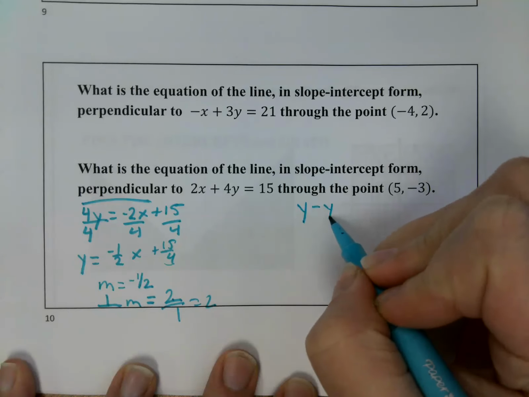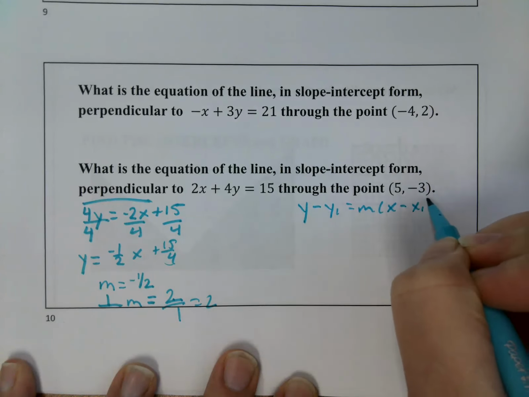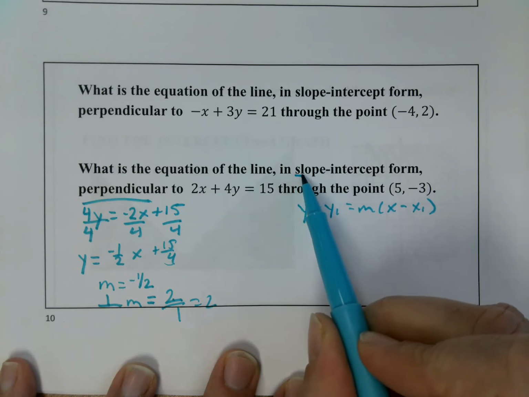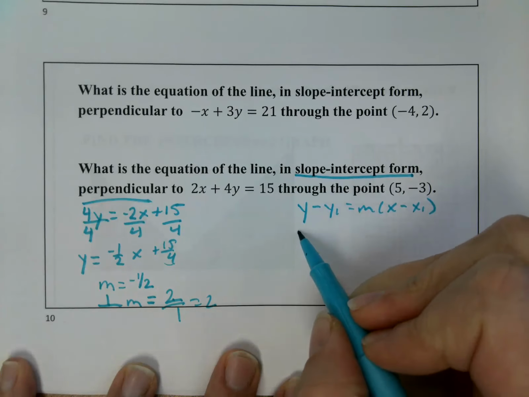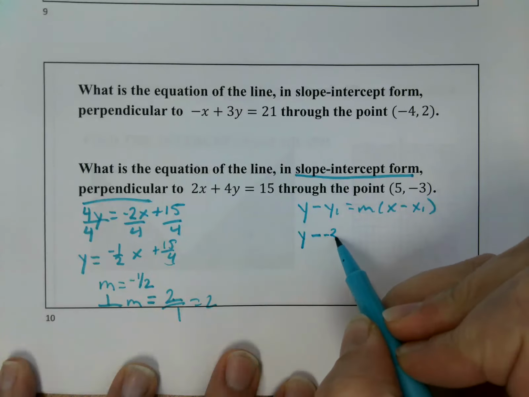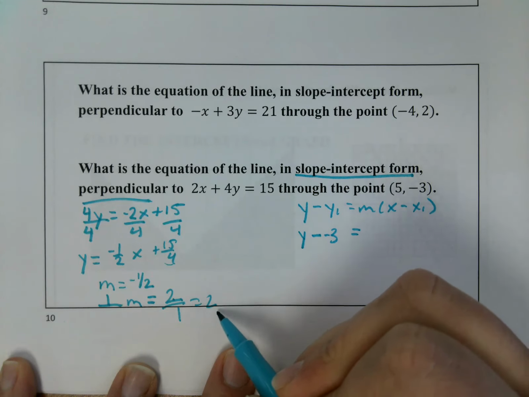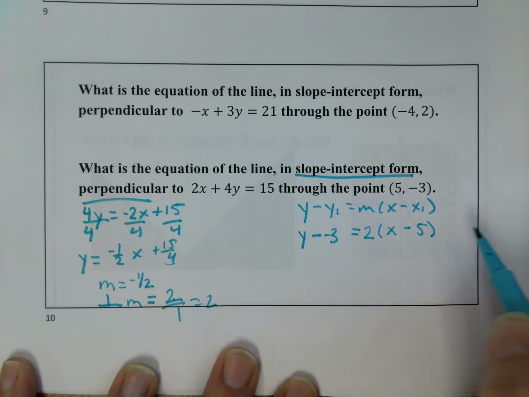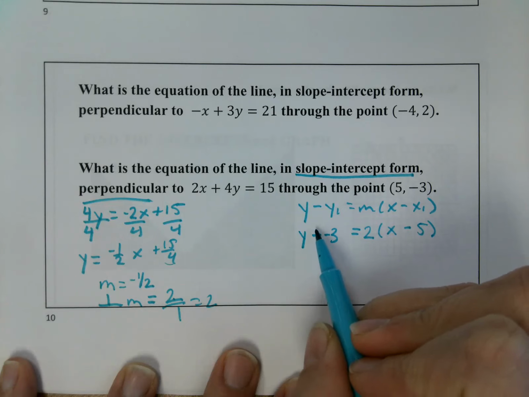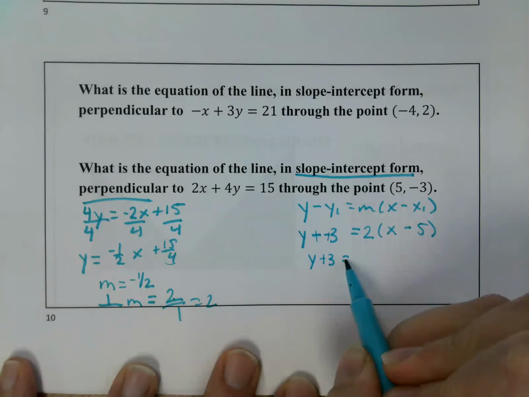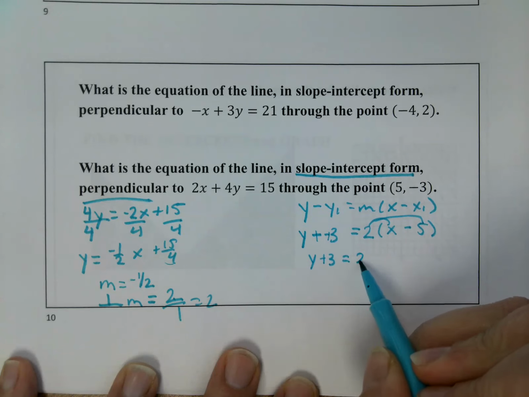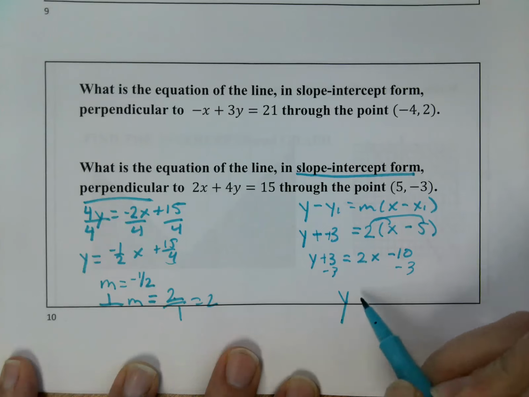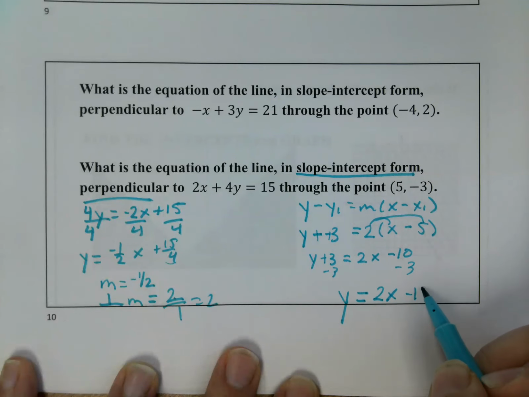Now we use our point slope form. So here's our point. We have to plug this in because we want our answer in slope-intercept form. So we have y minus my y1, which is negative 3, equals my slope, so perpendicular to that is 2, times x minus x1. And I solve this. So first, this becomes plus plus. So I have y plus 3 is equal to, I have to distribute this 2. So 2x minus 10, and then subtract 3 from both sides. So my overall answer is y is equal to 2x minus 13.